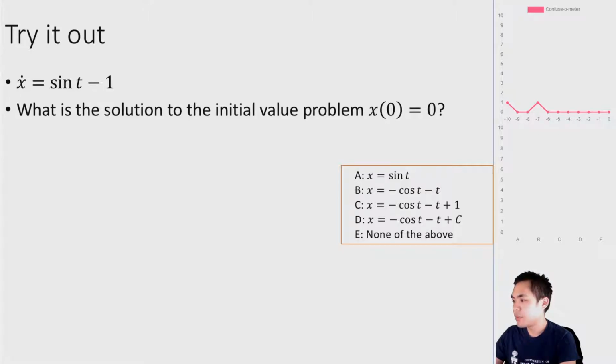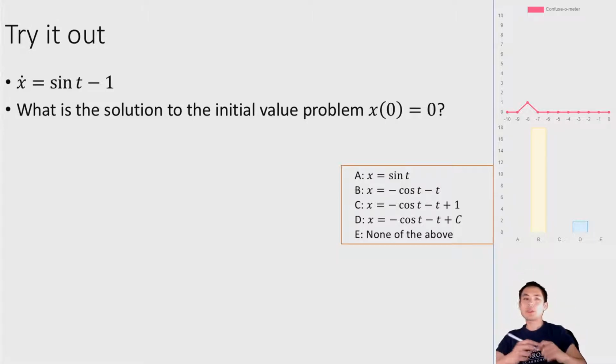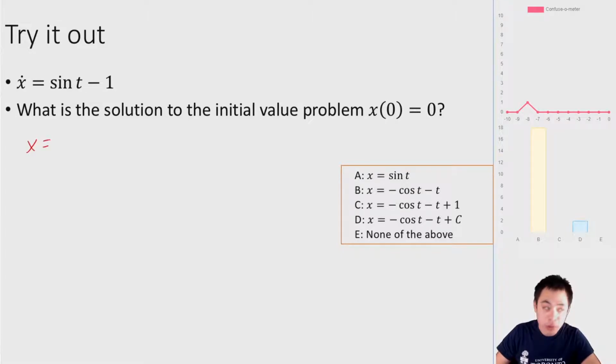Okay, so it looks like we've started getting some replies in. It looks like we had some B's, 1 or 2 D's. Well, let's see what happens when we solve this together. So we have x is equal to, well, when you take the integral of that, that's going to be minus cosine of t minus t plus c. Okay, so this here, this is the general solution.